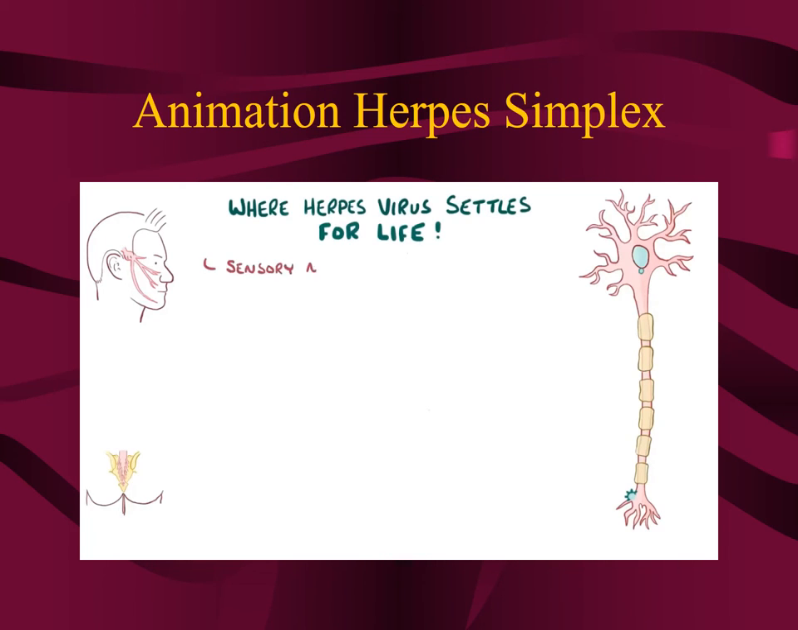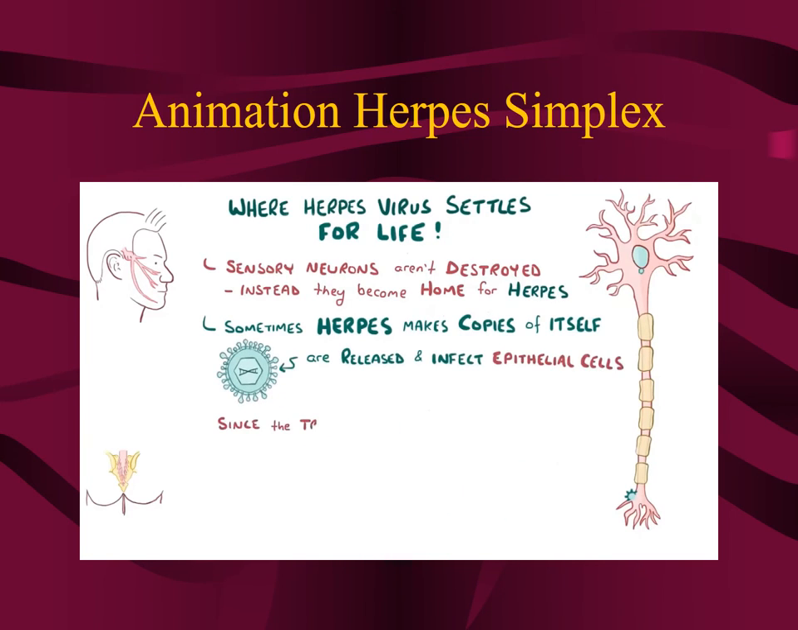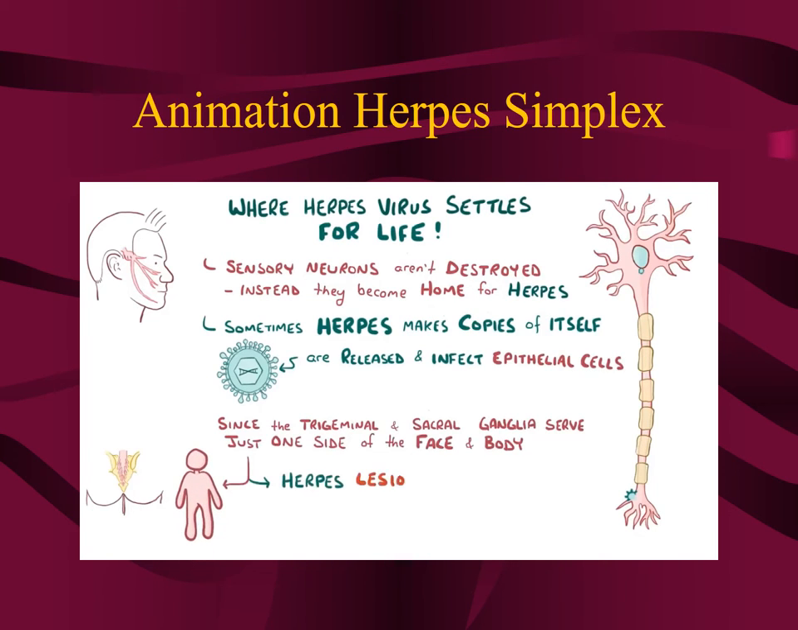You see, those sensory neurons aren't destroyed. Instead, they become a permanent home for the herpes virus. And from time to time, the herpes virus makes a few viral copies of itself and sends those virus particles back down the axon so they can get released and infect epithelial cells. Since the trigeminal and sacral ganglia serve just one side of the face or body, herpes vesicles and ulcers develop on the ipsilateral, or same side, as the affected ganglia.